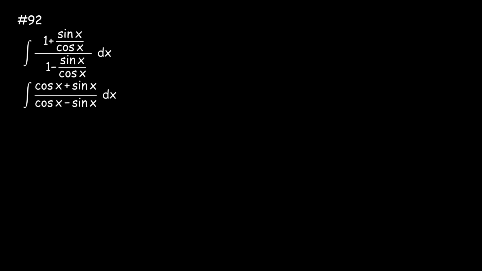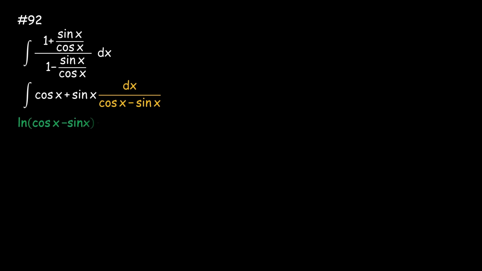Now, looking keenly, the numerator is actually the derivative of the denominator. The only thing is the signs have been interchanged. So, the numerator can be written as the negative of the derivative of cos x minus sine x, while the denominator is cos x minus sine x. So, when you're integrating a function whose numerator is the derivative of its denominator, you will simply have the natural log of cos x minus sine x plus the c.